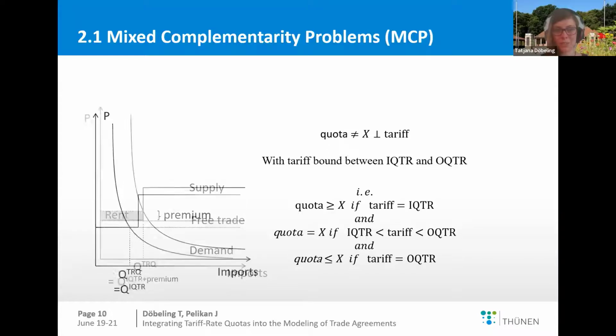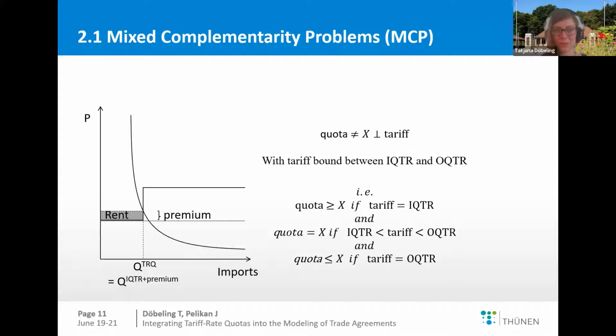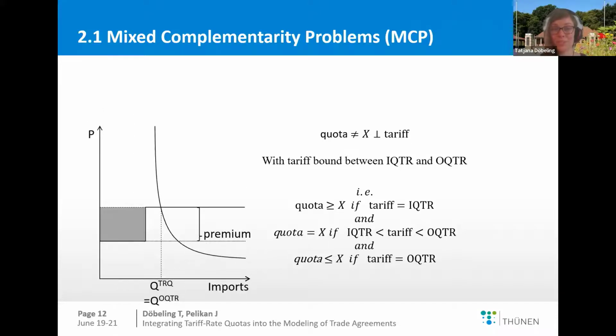If we export just as much as we can under the quota, then the quota is binding to us. A certain premium is added on top of the price, and the effective tariff that we see in the country, domestically, is somewhere between the in-quota tariff rate and the out-of-quota tariff rate. And finally, if we have exports outside the quota, so if the quota is smaller than the total quantity that we're trading, then the tariff is at the outside quota tariff rate.